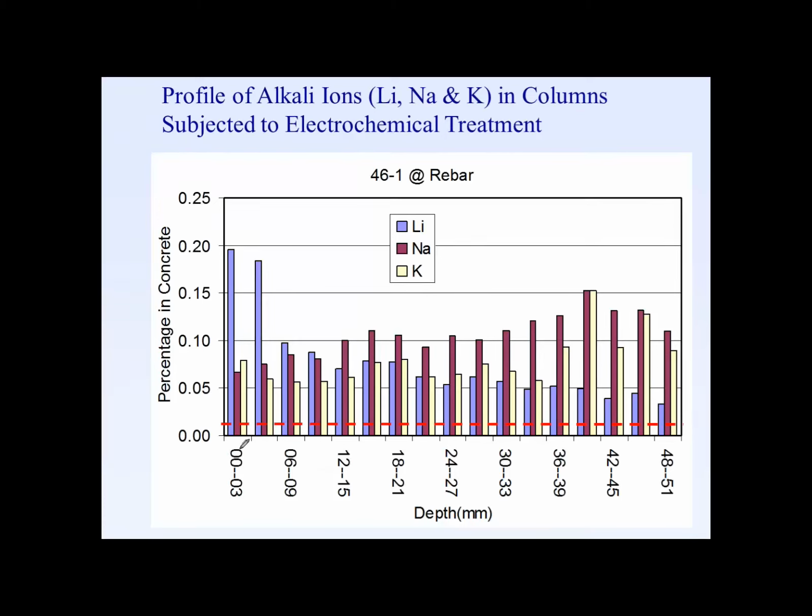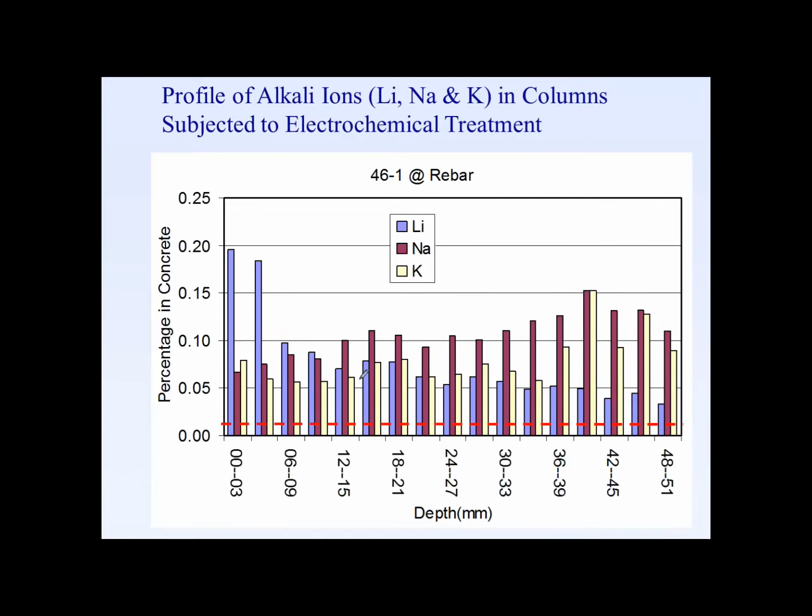So the left-hand side is the face of the column, and as we go towards the right, shown here in millimeters, we go farther and farther away from the surface of the concrete, until we reach the surface of the steel that we had electrochemically coupled to. So this is essentially a 2-inch profile from the surface at the left to the rebar at the right.